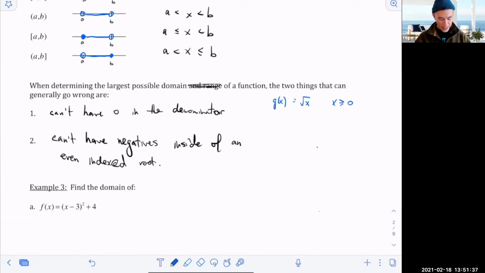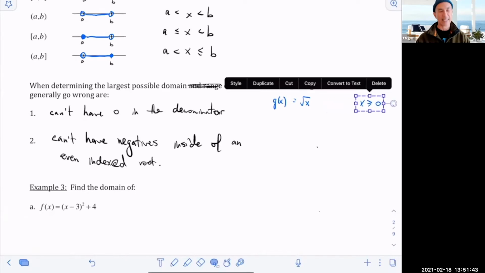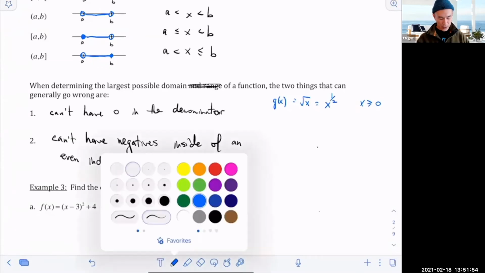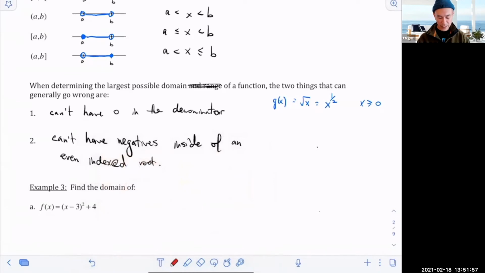You may or may not know that when we write it like this, the index is assumed to be 2. So we could write this as x to the 1 over 2. You guys probably know this already, but I just want to make sure we're speaking the same language. This is called radical notation. It's radical, man. This is called exponential form.